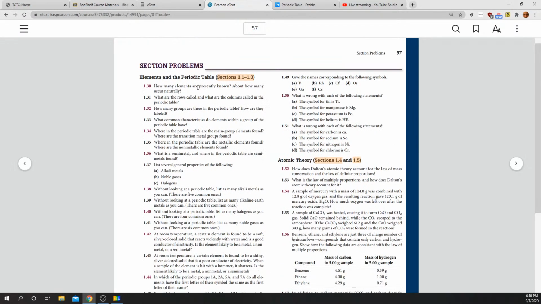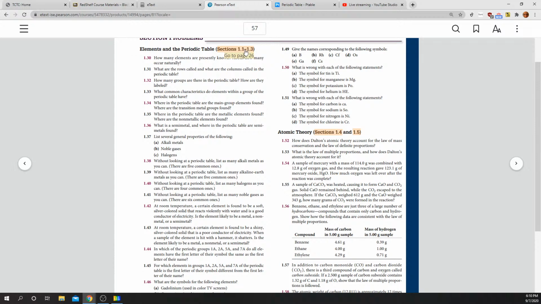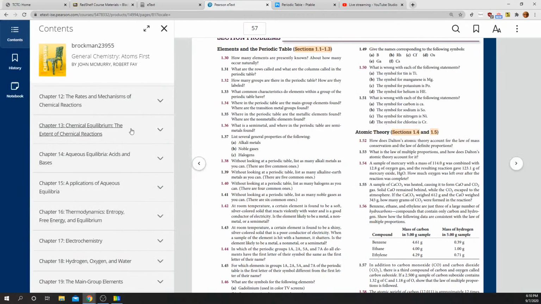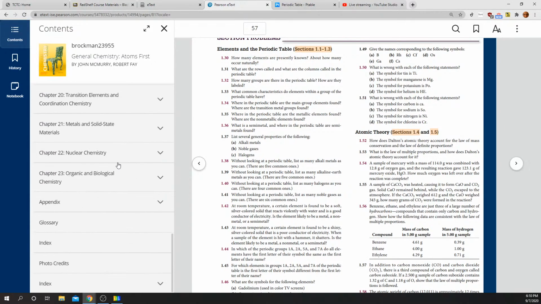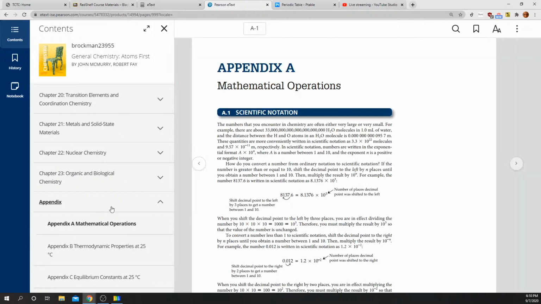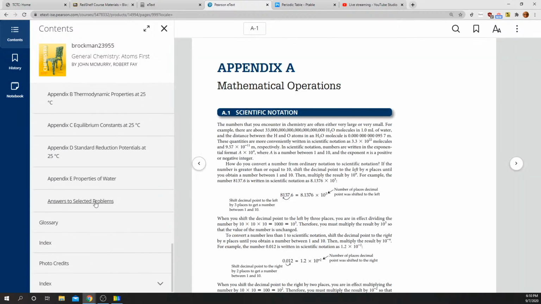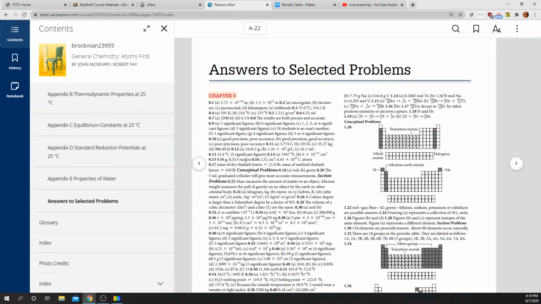Are the red questions the ones that are answered in the back of the book? Let's see if they are answered in the back of the book, because I have no idea what they mean by how are they labeled.